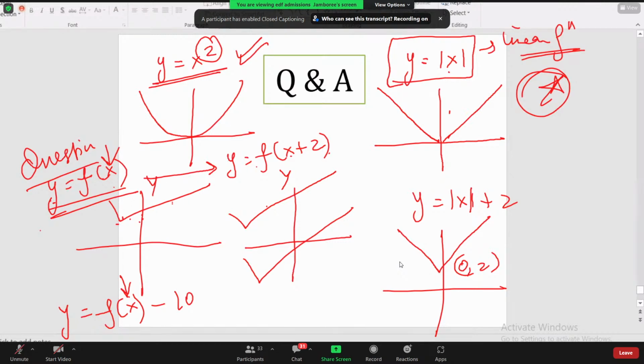Can you again repeat what b represents in y equals ax square plus bx plus c? B represents the deepness of the curve, like how wide the curve is. Yes. Sorry.